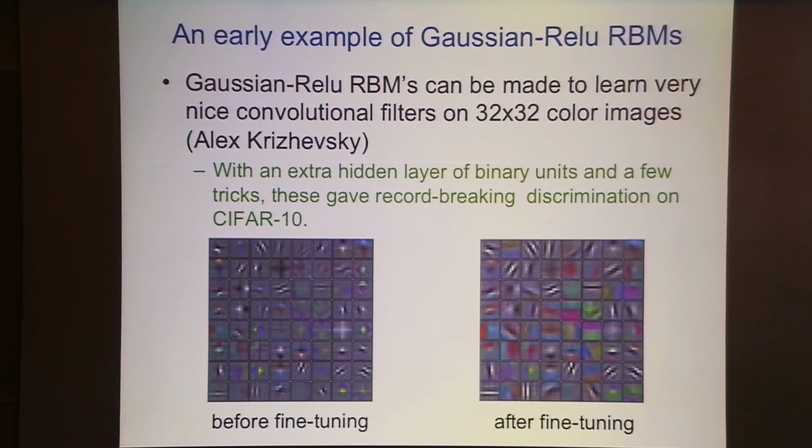This is just an example from some time ago of Alex Krizhevsky using Gaussian ReLU RBMs to learn nice features. These were the features learned on color images before fine-tuning. And then when he discriminatively fine-tunes, they get cleaner. So you'll notice there's a difference here. And these are pretty nice features to have on color images. You have low spatial frequency color contrasts, and higher spatial frequency intensity contrasts.